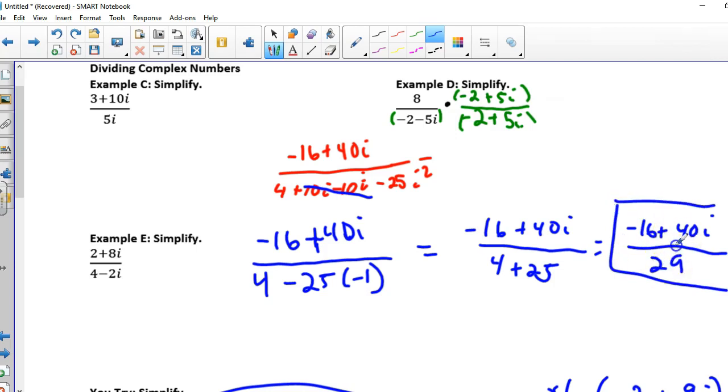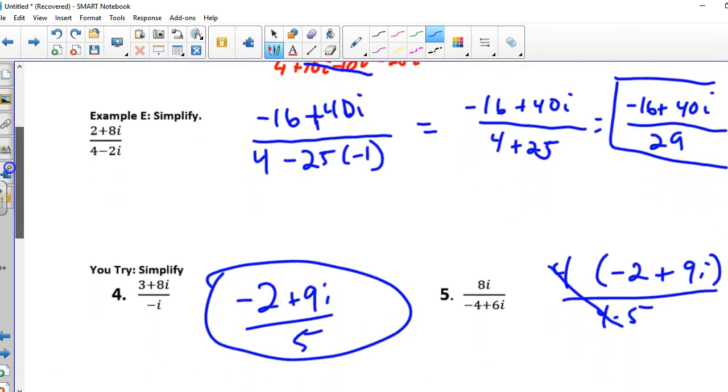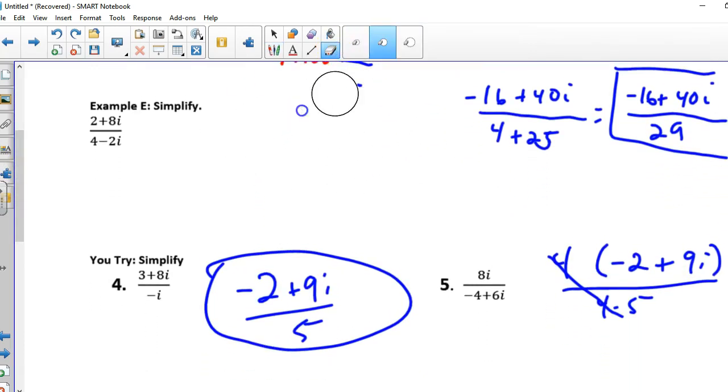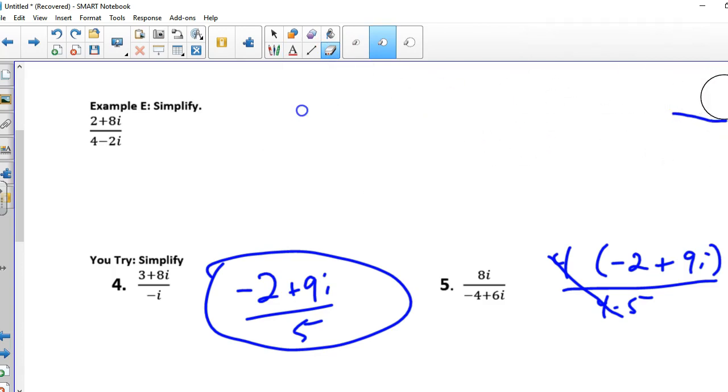None of these factors have anything in common, like we did in the previous problem. 16, 40, and 29 don't have a common factor, so that's it. Now, we have one more problem before the U tries, so let me clear this out right here so we can have space to work.